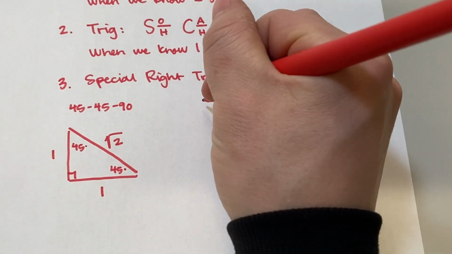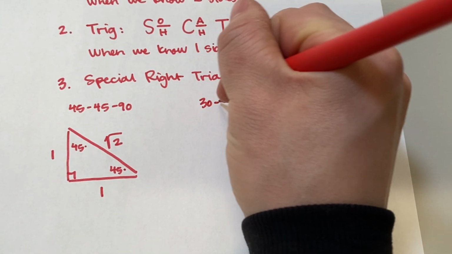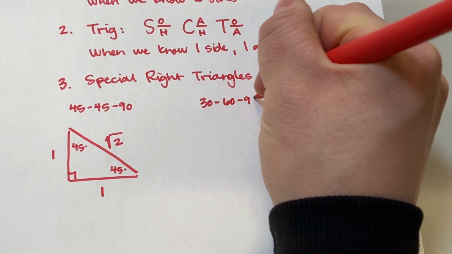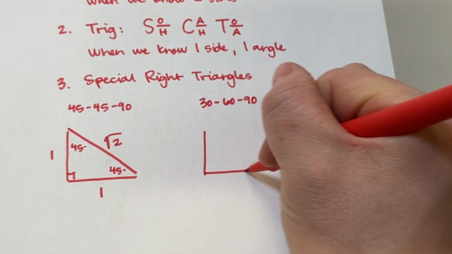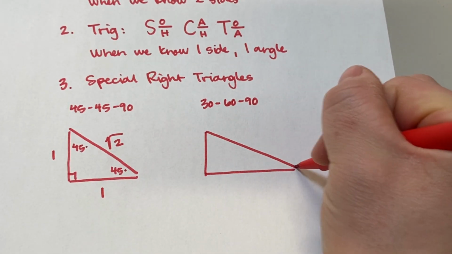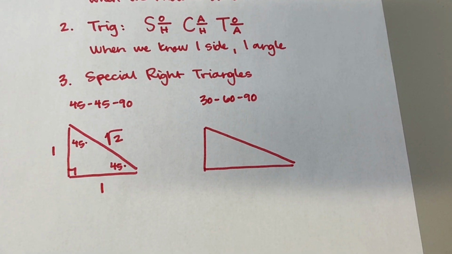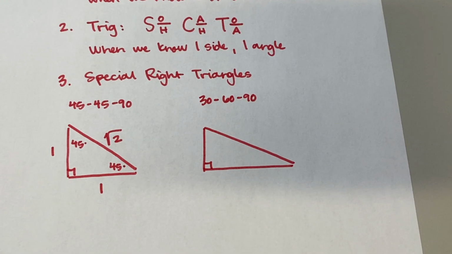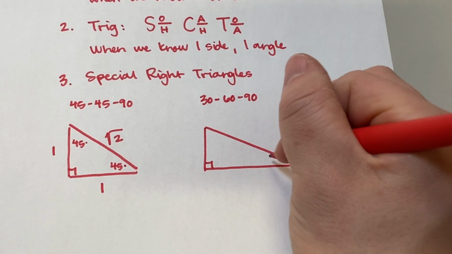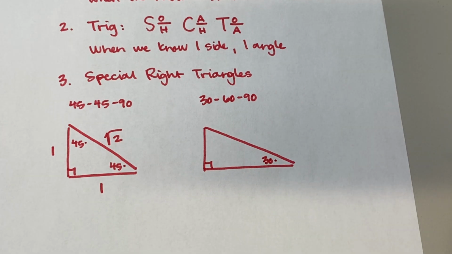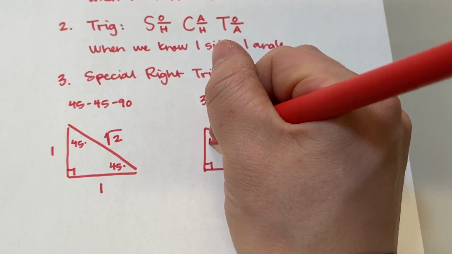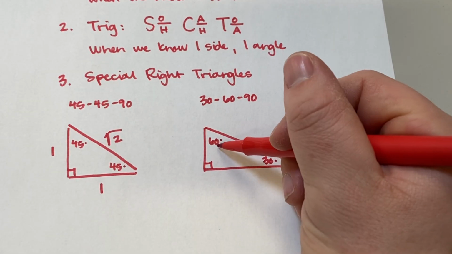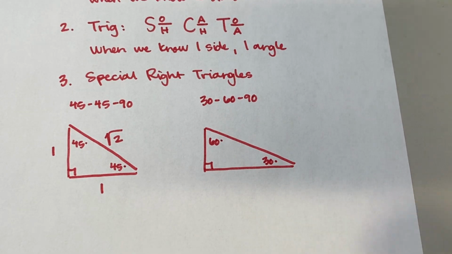Our other special right triangle that we talked about was our 30, 60, 90 right triangle. This is a little bit different. I'm going to try and make it look a little different than our first one. Still a 90-degree angle, but then we have 30 degrees opposite our smaller side, and 60 degrees opposite our longer side.